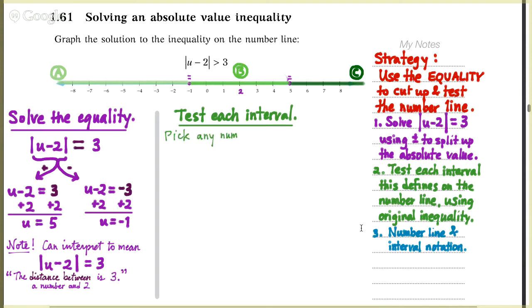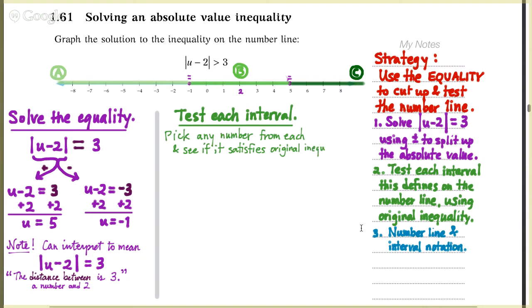And the name of the game is going to be to go into each one of those intervals and pick a number, any number at all. So as convenient as you want it to be, as long as it's in the interval that you're testing, and plug it back into the original inequality that we were trying to solve. If it satisfies the original inequality, if it makes a true statement, then we're going to include that entire interval as part of our solution. If it doesn't, then we're going to exclude that entire interval from our solution.